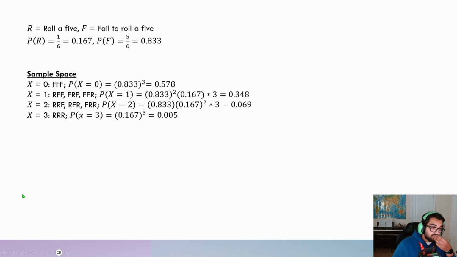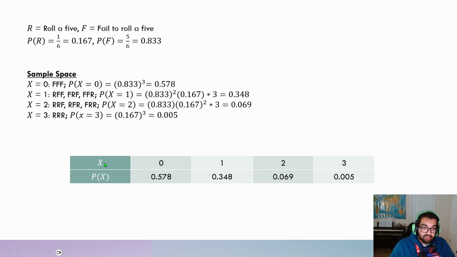Here's our sample space. We have 4 possible values of the event X. We can either roll 0 times, we can roll 1 time, we can roll 2 times, or we can roll 3 times. This is our event, and these are all the values that it can take on. These are the probabilities for each of those respective outcomes to occur.